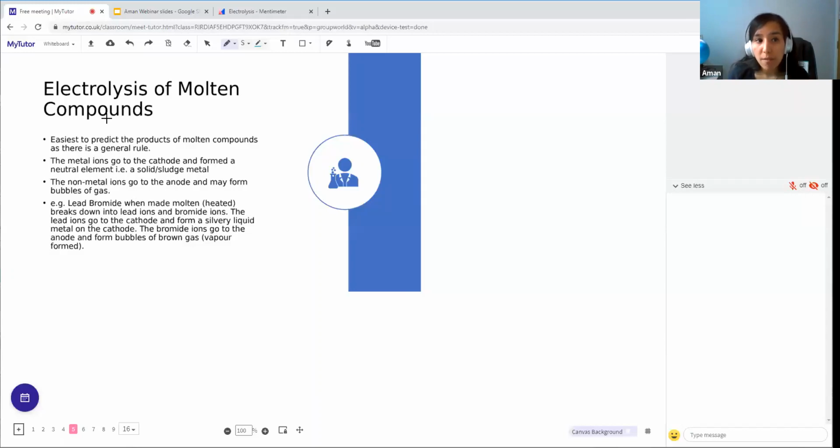So when we have molten compounds, your ionic compound will usually be broken up into its metal and non-metal. The metal will go to the cathode and it will gain an electron. The non-metal will go to the anode and it will lose an electron. So when we do electrolysis of molten compounds, it's really easy to predict what will be formed at each electrode.